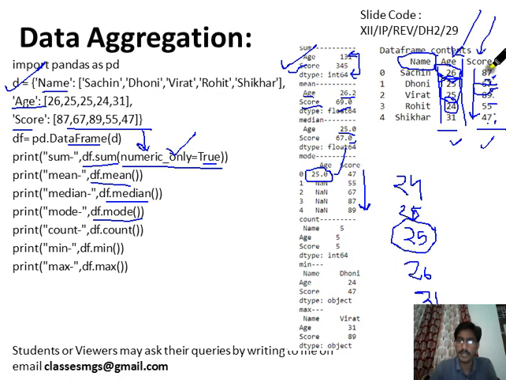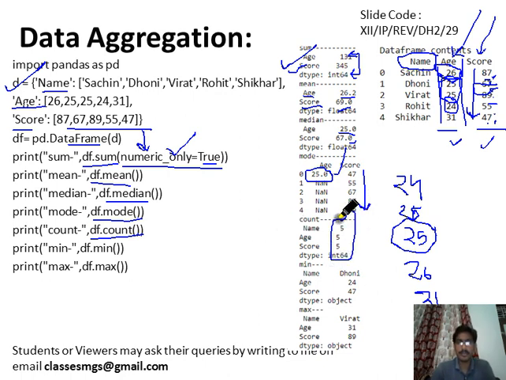But in case of score, there is no single mode: all the elements 87, 67, 89, 55, 47 have the frequency 1, and the frequency of all the elements is the same. That's why there is no single mode, all these values are mode. Okay.